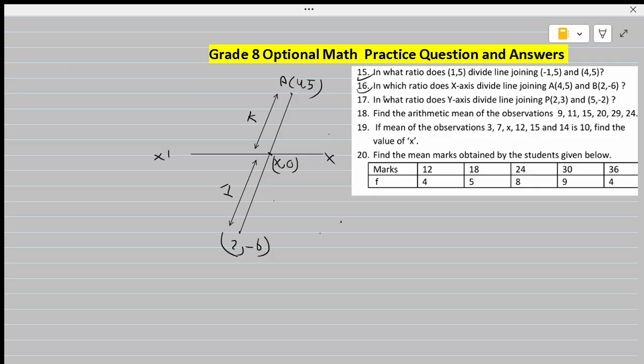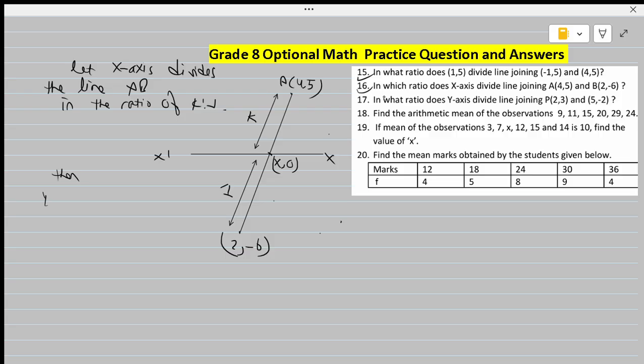Now we say here, let the x-axis divide line AB in the ratio of k is to 1. And now when we consider this way, we see here the value is 0, which is in y. So the value we see is 0, which is in y. So the formula of y we have to use here. Okay, so we're going with y.